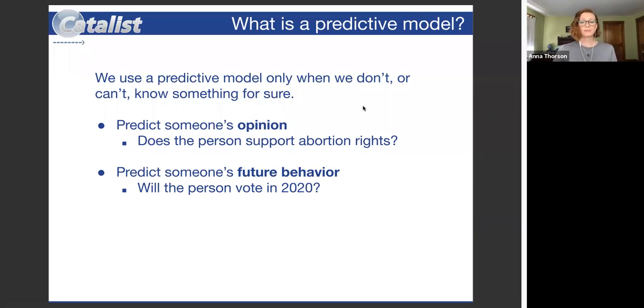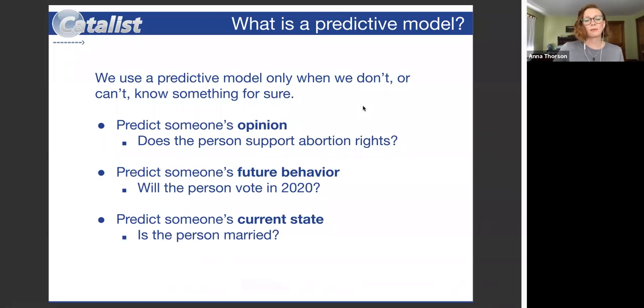We might want to predict somebody's future behavior. Unfortunately, I am a data scientist and not a magician, and so I can't actually predict the future, but I can try. If we don't know what's going to happen in 2020, for example, will a person vote in the 2020 election? We can build a model that will predict that.